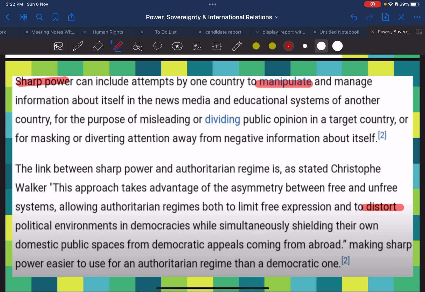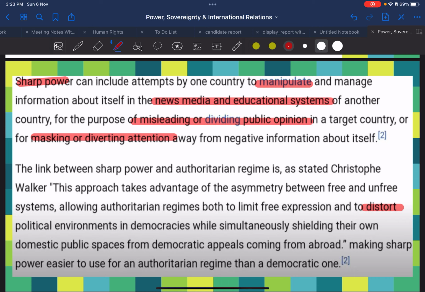Distorting the information. So it can include attempts by one country to manipulate and manage information about itself in the news, media, and educational system of another country for the purpose of misleading or dividing public opinion in a target country, or for masking or diverting attention away from negative information about itself. So that means it's a deliberate effort by country A to manipulate or distort the information in country B. Remember that soft power is not doing that. It's very implicit, at a subtle level. Whereas sharp power does it explicitly, to distort, and by using unethical means.